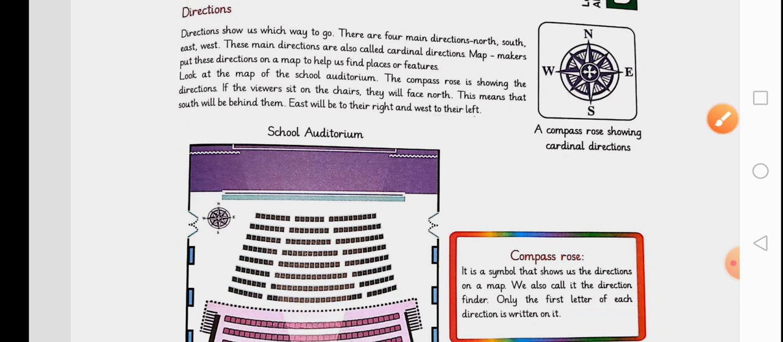Direction shows us which way to go. There are 4 main directions: north, south, east, and west. These main directions are also called cardinal directions. Please highlight it so you remember it, that these 4 main directions are called cardinal directions.